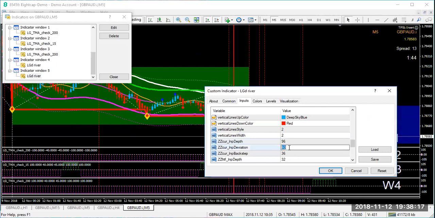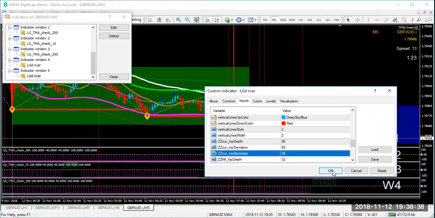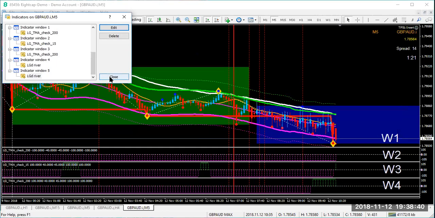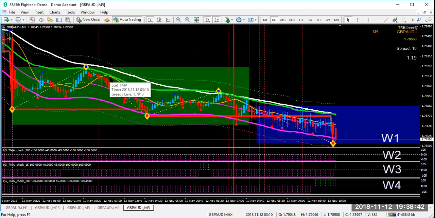Go to the next one. Change it to 60, and change the last one to 36. Okay, that's all you have to do, and it's just on. When you open your data list, it's the last one. It says indicator window 5, highlight river. Once you've done that, click OK, and you'll have solid vertical lines. There's no other change.